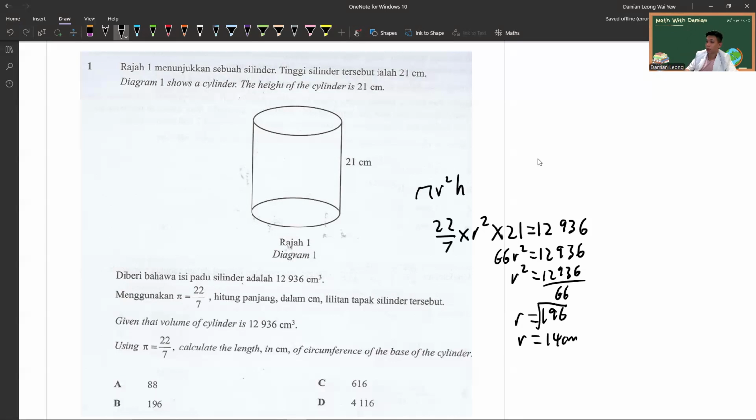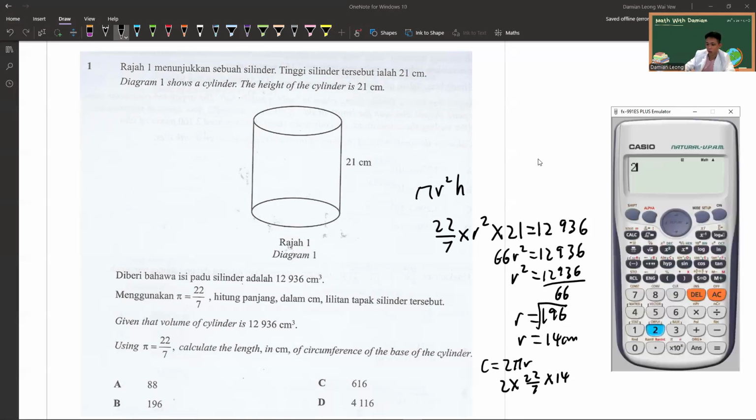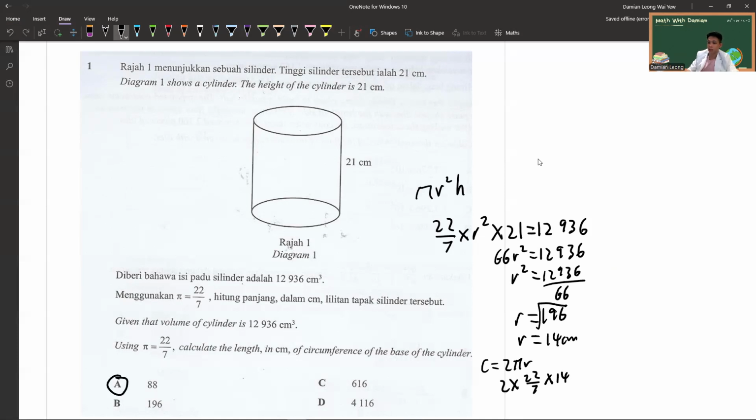But that's not what we want. We want the circumference of the base of the cylinder. So we use the formula for circumference, which is also a given formula. Circumference equals 2 pi r. So 2 times 22 over 7 times the radius 14, we will get 88. So it is 88 cm. That's the answer for question 1.